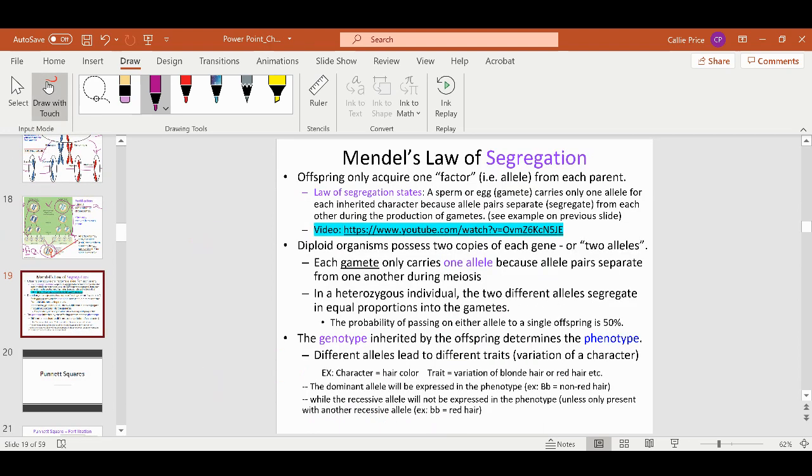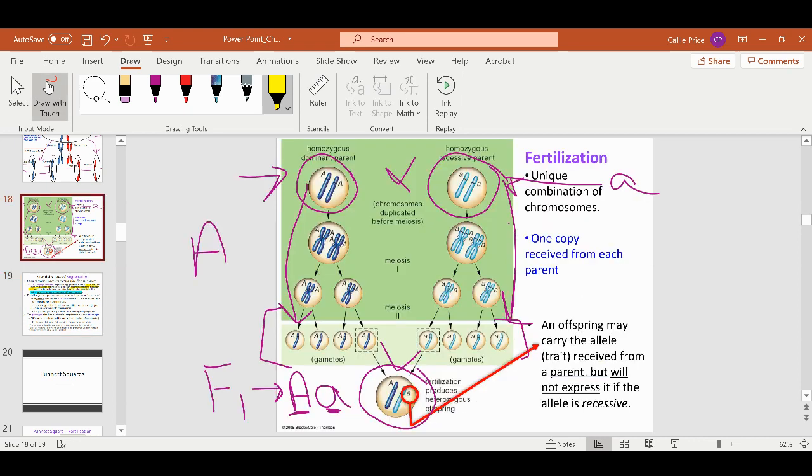So what does this help us understand? The first is Mendel's law of segregation. What this is saying is that a sperm or egg, aka the gamete, only carries one allele for each inherited character because allele pairs separate, or segregate, from each other during the production of gametes, which we can see happening here. These will separate and only pass down one allele each time that a gamete is made.